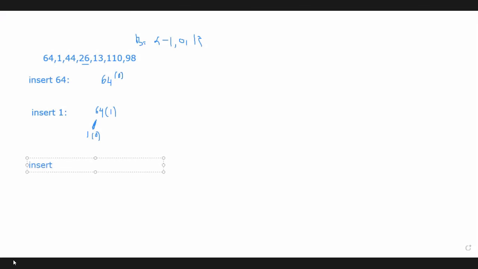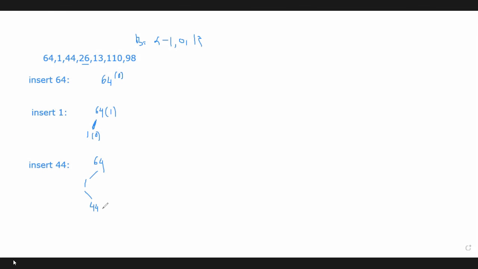Now insert the next node. Insert 44. At first compare it with 64. 44 is less than 64. So go to the left subtree. In the left subtree there is already one node, 1. So compare it with 44. 44 is greater than 1, so add it in the right subtree. After adding another node, then you can check.